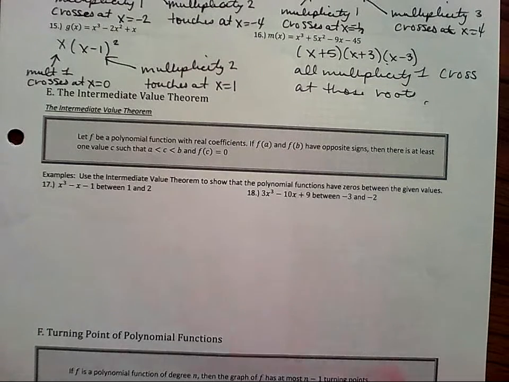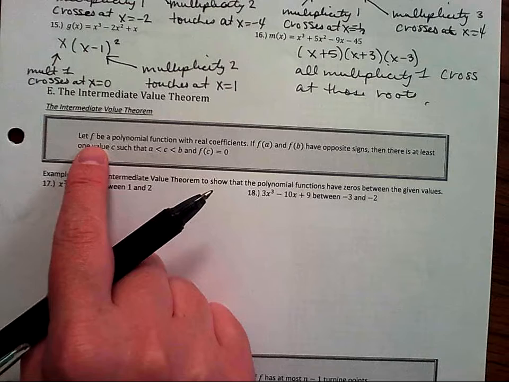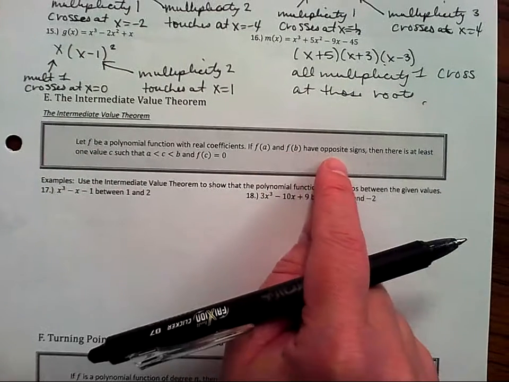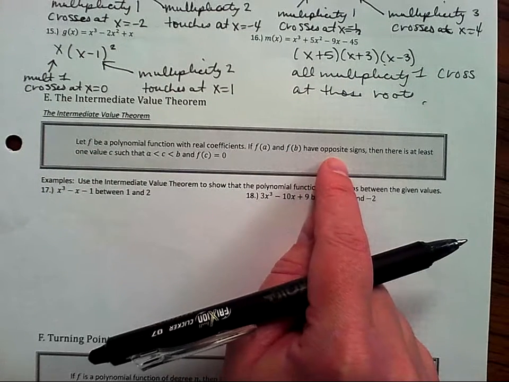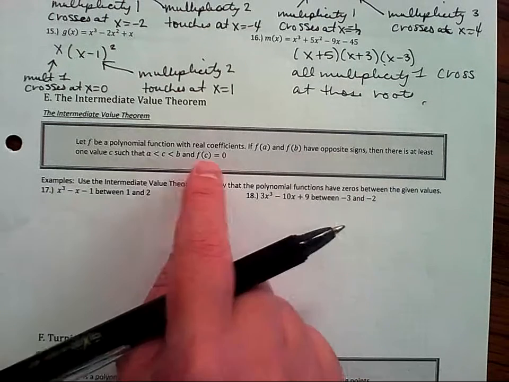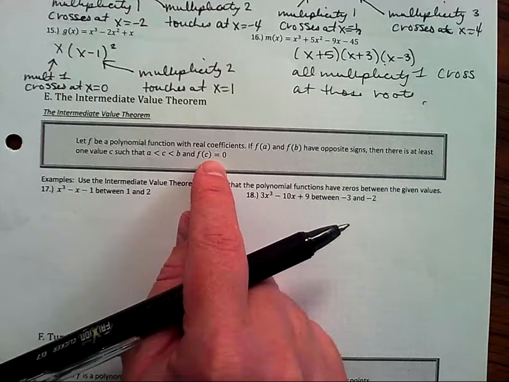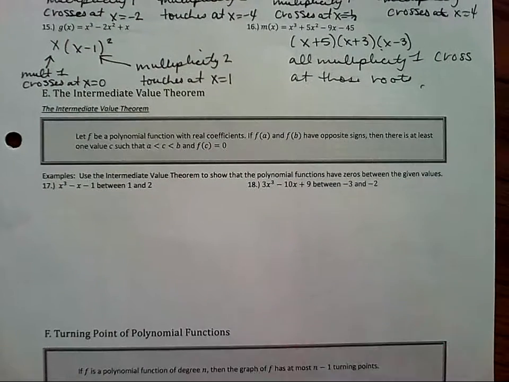Intermediate value theorem. Let f be a polynomial function with real coefficients. If f of a and f of b have opposite signs, then there is at least one value c such that a is less than c is less than b and f of c equals 0. What does that mean? What are we looking at?